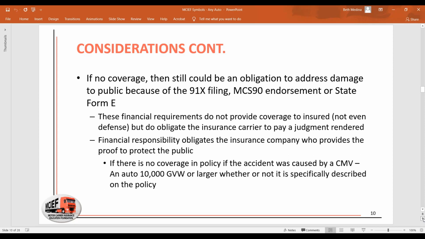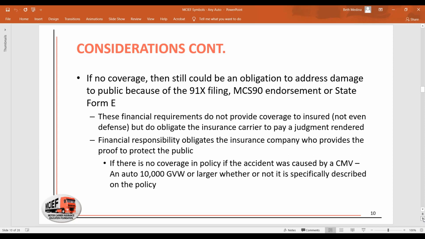If no coverage, then still the insurance carrier could be obligated to address damages to the public because of the 91X filing to the FMCSA, the MCS-90 endorsement because of the Motor Carrier Act of 80, or the state Form E filings. These financial requirements do not provide coverage to the insured, not even defense.